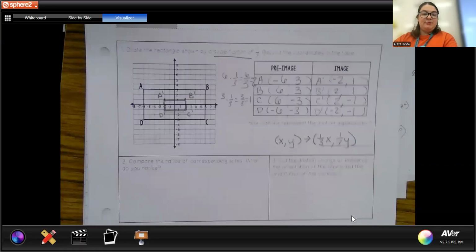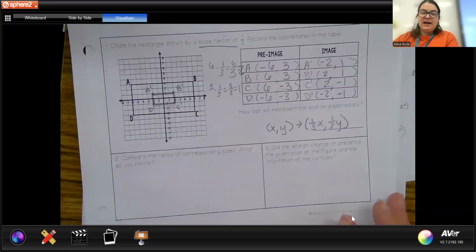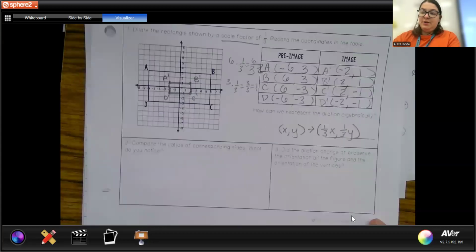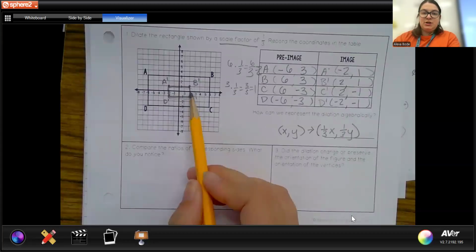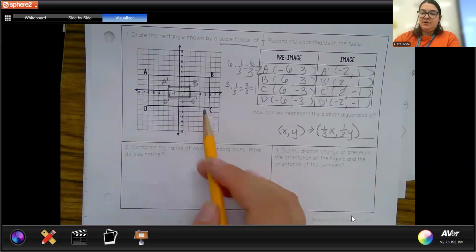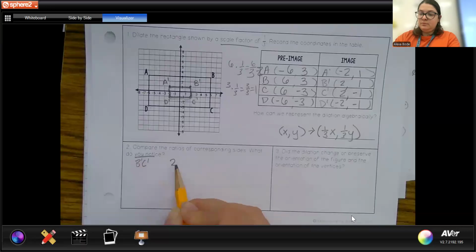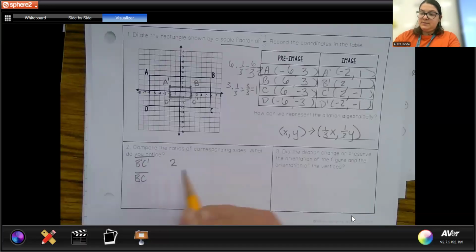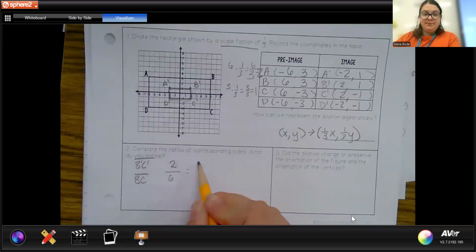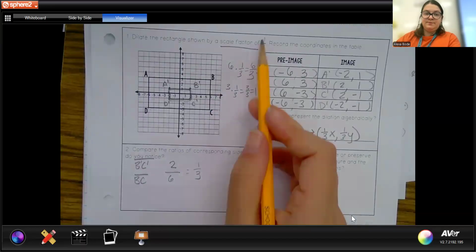So this says compare the ratios of corresponding sides. What do you notice? If I'm looking at my corresponding sides and my ratios, if I do the new over the original, this side here, B prime C prime, is 2, and the original BC we said was 6. So that ratio simplifies to 1/3, which is what our scale factor was.